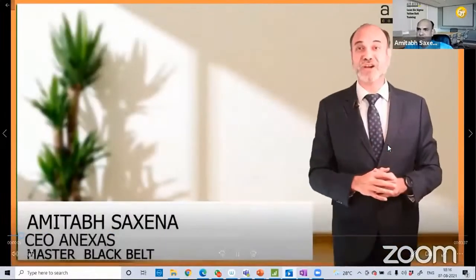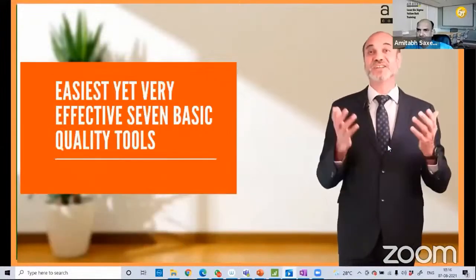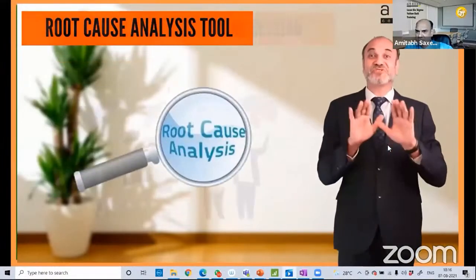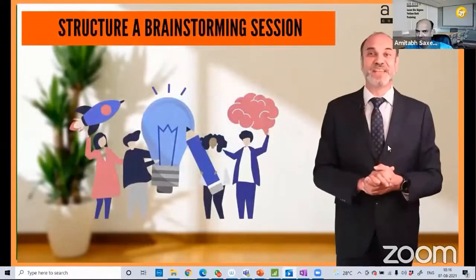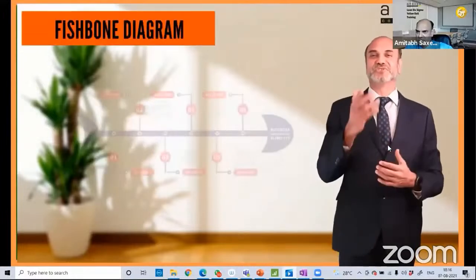Now we are going to talk about one of the easiest but very effective 7 basic quality tools. This is about a root cause analysis tool which can be used to structure a brainstorming session. That's right, I'm going to give you some information about the very famous and useful fishbone diagram.